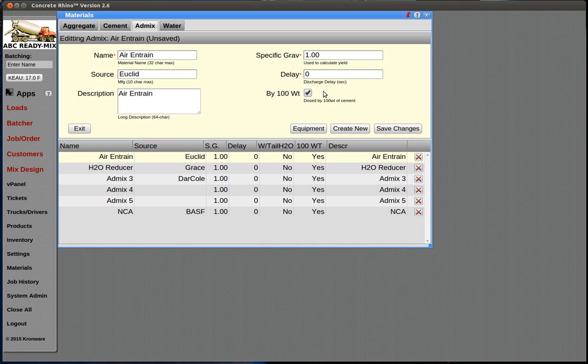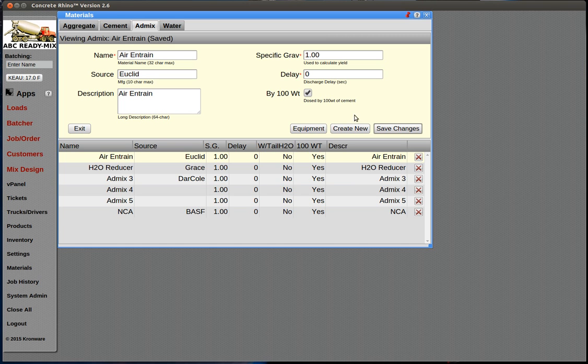Okay, 100 weight, this is the dosage. Most admixtures nowadays are dosed by the 100 weight of cement, but if you wanted to set one up so it's dosed by cubic yard, then you would uncheck this box and save it. Now those calculations are done at batch time, or when a load is created. It looks at the total quantity of cement and multiplies the value that's in the mix design by this. So you don't have to set this in each mix design. This is set up once.